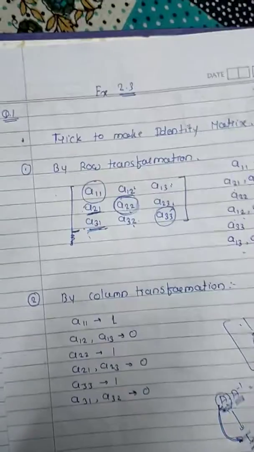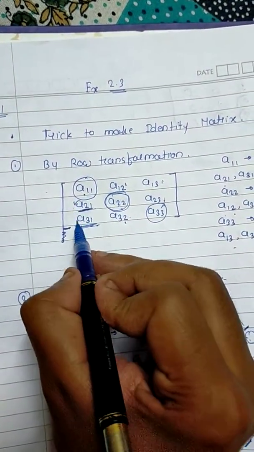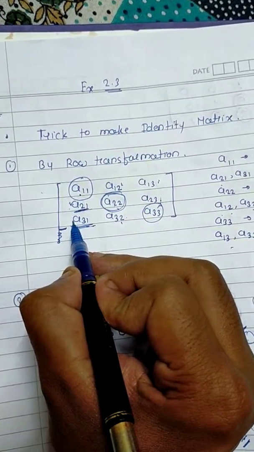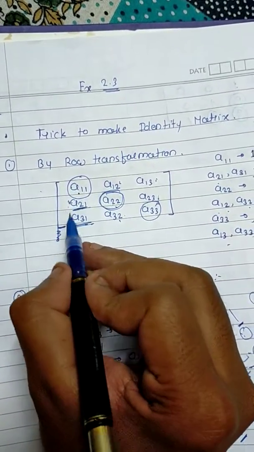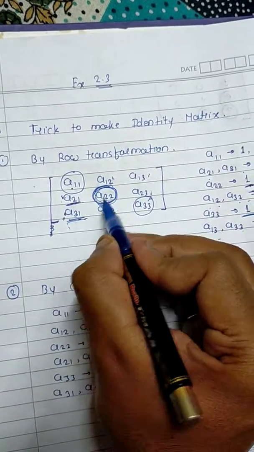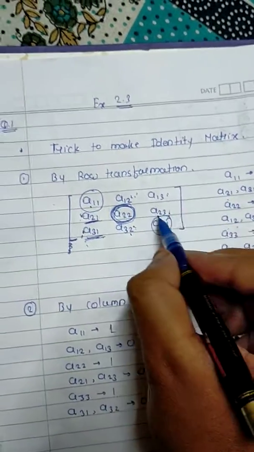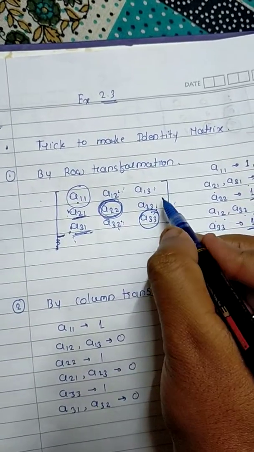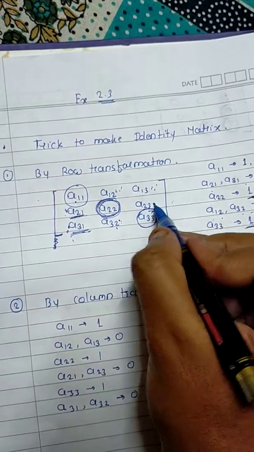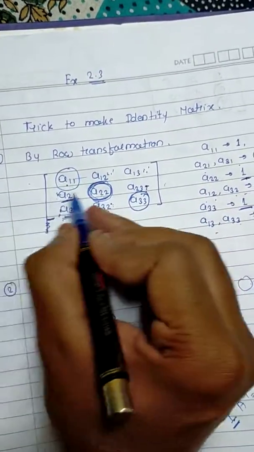While doing the row transformation, first we are going to make this as 1, then this to 0 by doing the row transformation. Then in the next, once you are done with this, 1 0 0 done. Next, first we are going to make A22 as 1, then these 2 as 0 by row transformation. In the next step, we are going to make this as 1, and after that we are going to make these 2 as 0. Any problem? This was row, that's why we have done row row row.